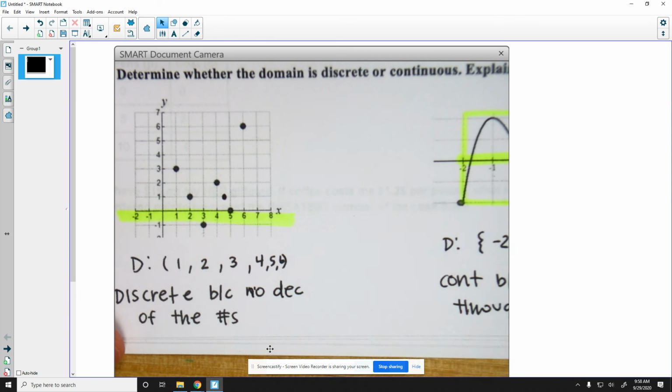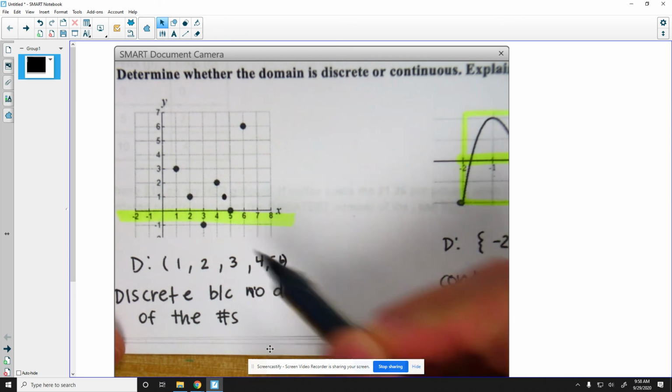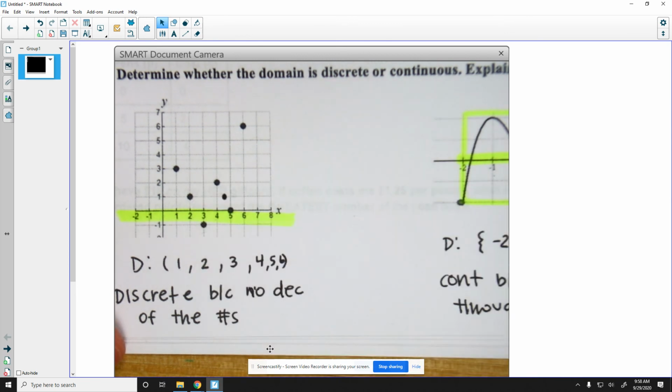It's not every possible fraction in the world, because if it were every possible fraction in the world, then you would be connecting all your dots together. Okay.